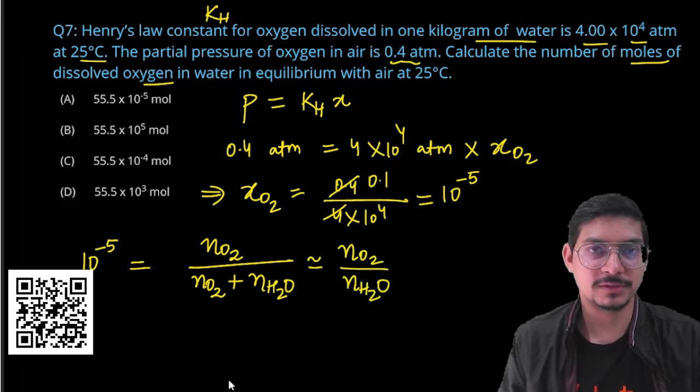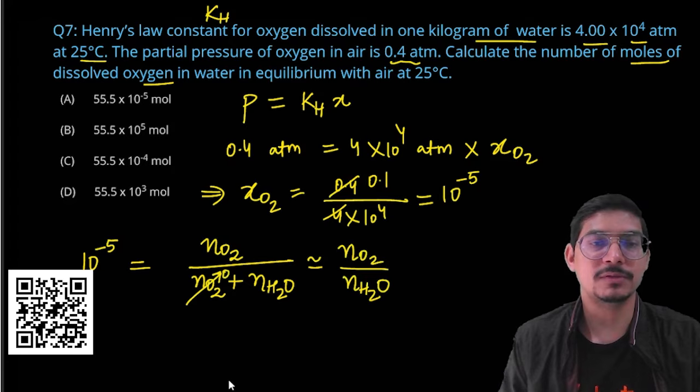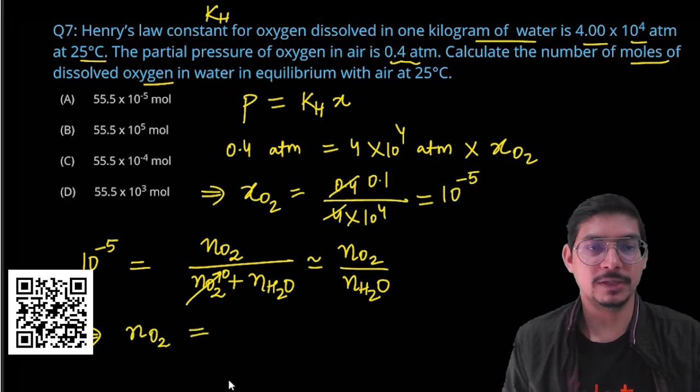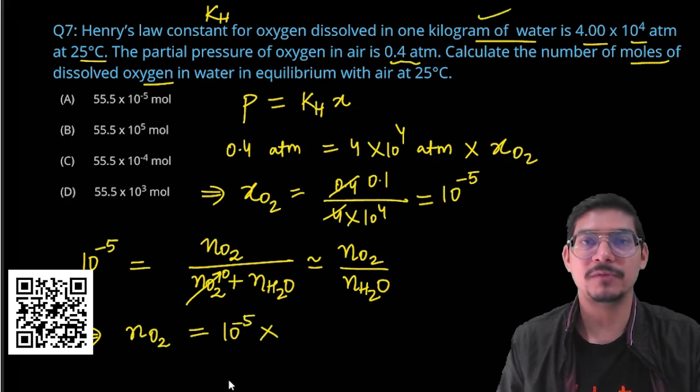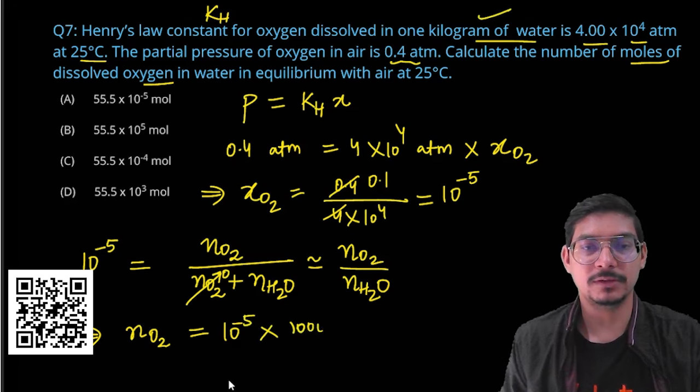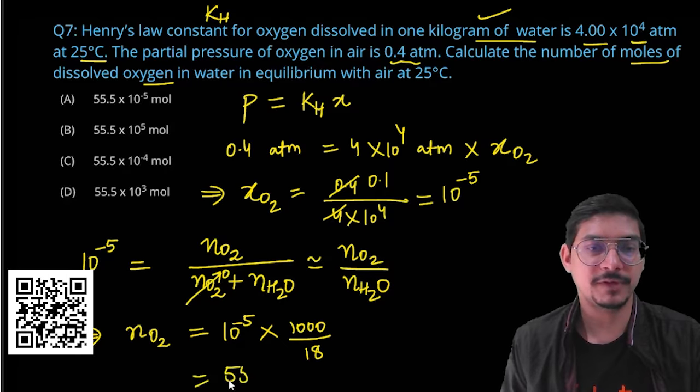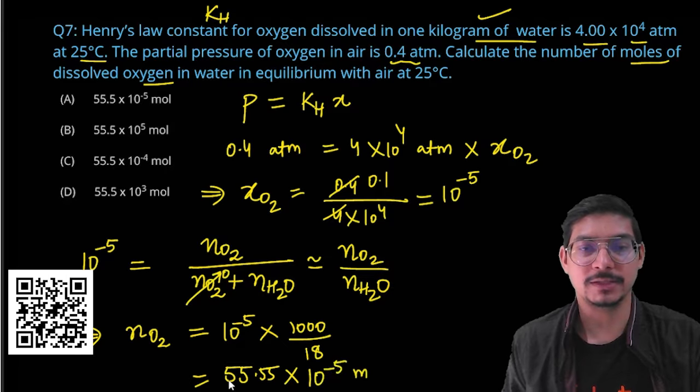Because the mole fraction of oxygen is very small, the number of moles of oxygen would also be negligible. From this expression, we get that the number of moles of oxygen would be 10 raised to the power minus 5 multiplied by the number of moles of water, which for 1 kilogram can be written as 1000 divided by 18. Now 1000 divided by 18 has an accepted value of 55.55. So the correct answer would be 55.55 into 10 raised to the power minus 5 mole.